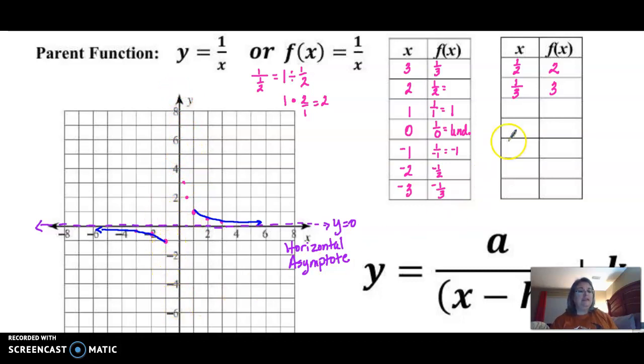Well, let's see what happens going negative. What do you think will happen if we have a negative 1/2? If I just made this negative, 1 over negative 1/2 would be 1 divided by negative 1/2. So 1 times negative 2 would give me negative 2. So therefore we could conclude that 1 over negative 1/3 would give us negative 3. And notice it does the same thing going in the other direction. So again, when I connect those, it's going to get closer and closer, but it's never actually going to touch that y-axis.